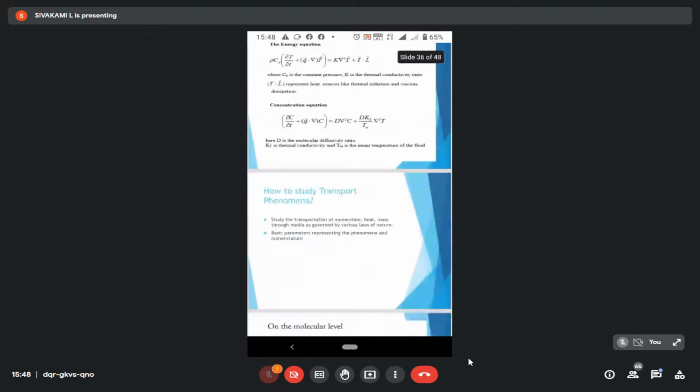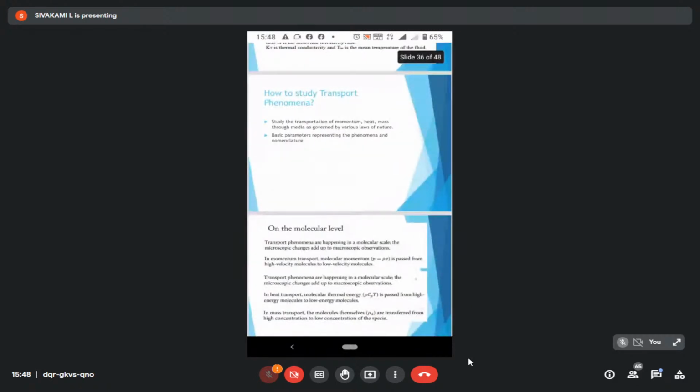So how to study the transport phenomena? We study the transportation of momentum, heat and mass through media as governed by various laws of nature. The basic parameters representing the phenomena and the nomenclatures are, there are three methods. One is the molecular level, the second one is the macroscopic level, and the third one is the microscopic level. So the first one is the molecular level. The transport phenomena happen on a molecular scale, and the microscopic changes add up to the macroscopic observation.